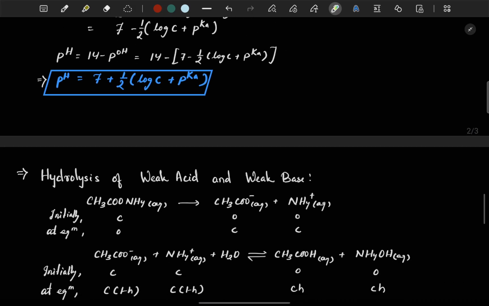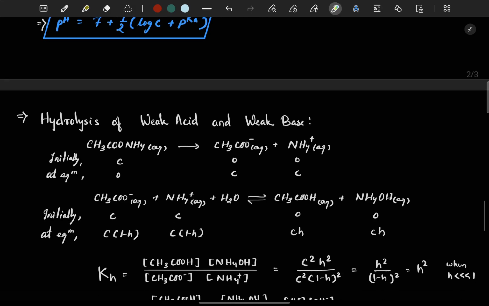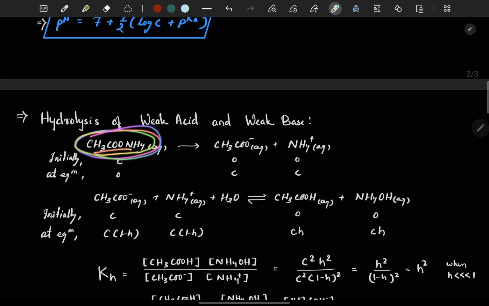So the last one is hydrolysis of a weak acid and weak base. Like this is ammonium acetate. This is the salt of acetic acid and ammonium hydroxide, which are a weak acid and a weak base. So this will produce acetate ion and ammonium ion. Obviously this is a salt and a strong electrolyte.